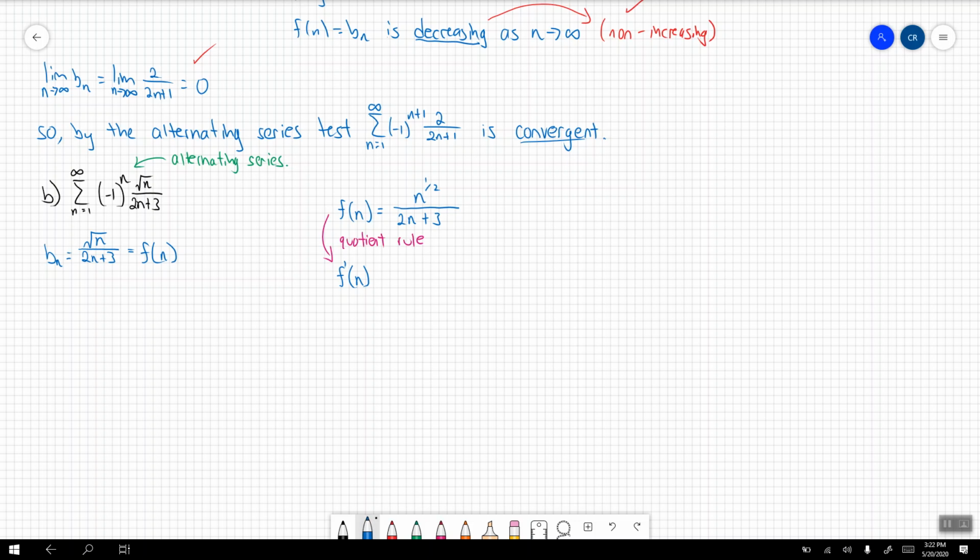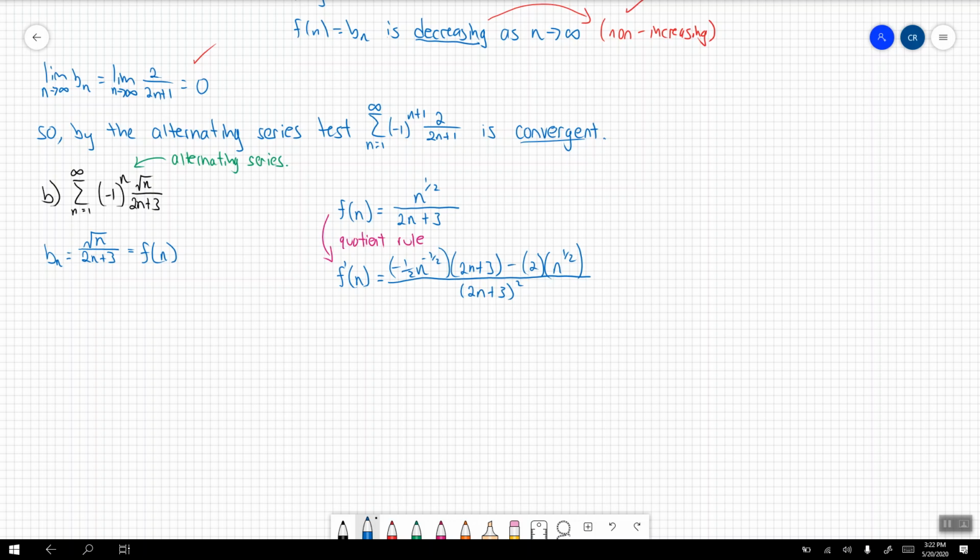All right, so taking the quotient rule here, derivative of the top, that's going to be negative 1/2 n to the power of negative 1/2 multiplied by the bottom function, which is 2n plus 3, minus the derivative of the bottom, which is just 2, multiplied by the top function, which is n to the power of 1/2, all divided by the bottom denominator squared. There we are. All right, looking pretty good so far.